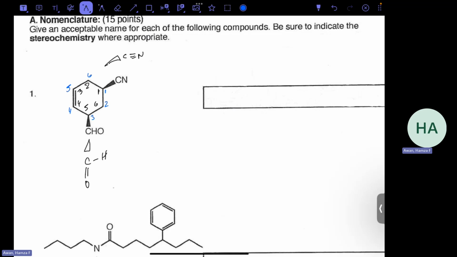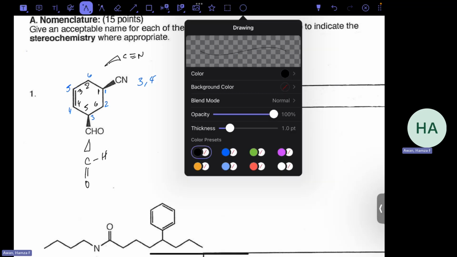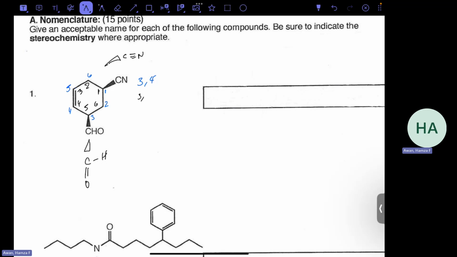With the blue numbering, we have our substituents on carbons 3 and 4. The double bond is considered a substituent here. With the black numbering, we have our substituents on carbon 3 and carbon 5. So the best case, we're going to be using the blue numbering. We'll start with the parent chain. The parent chain is a cyclohexene.